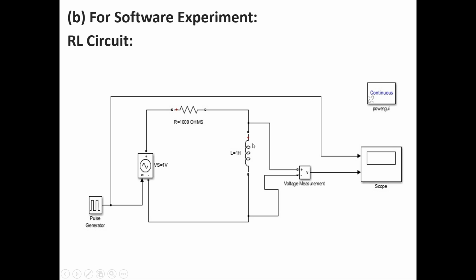Across the inductor, we want to measure the output voltage. So across the inductor, connect a voltage measurement, and the output terminal of the voltage measurement is connected to the scope. The pulse generator input is given to the scope and the voltage measurement is connected to the scope. Therefore, when you debug and run this circuit, you will get both the input waveform as well as the transient response waveform.